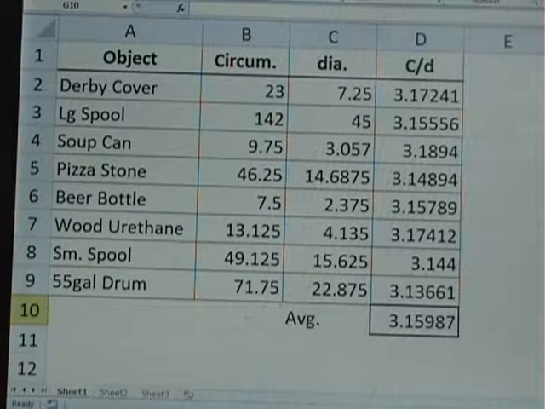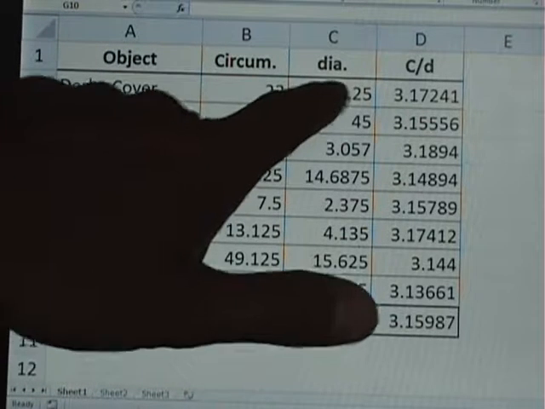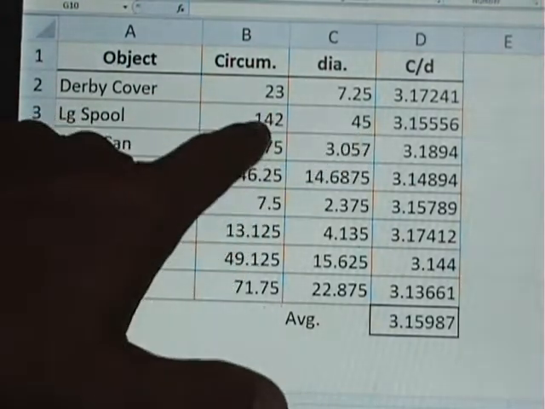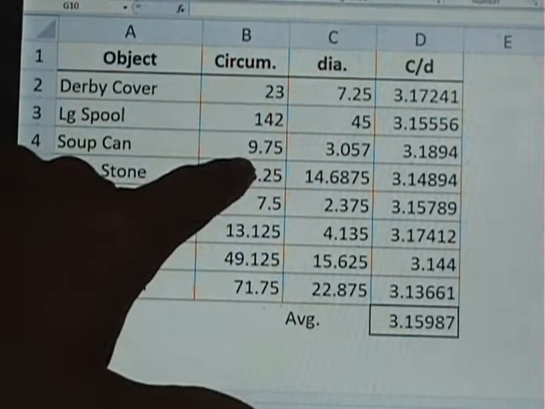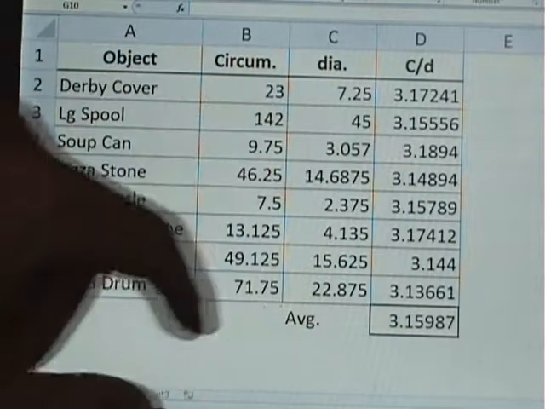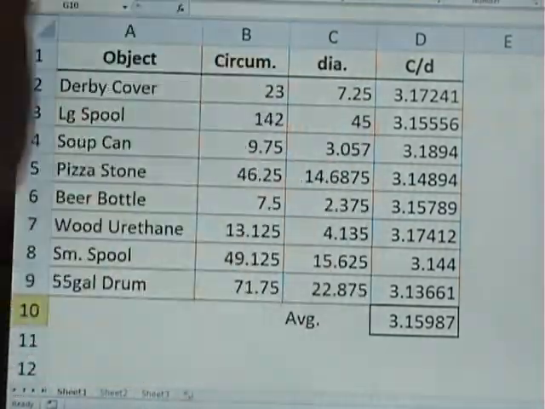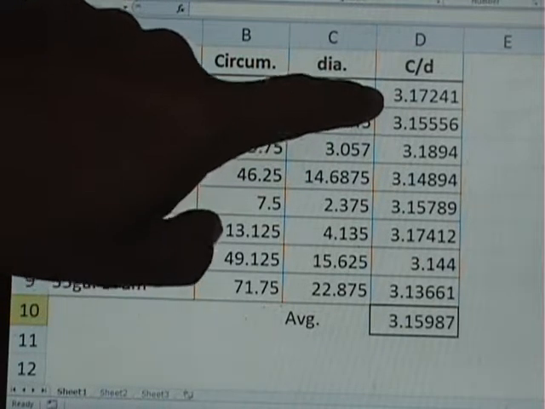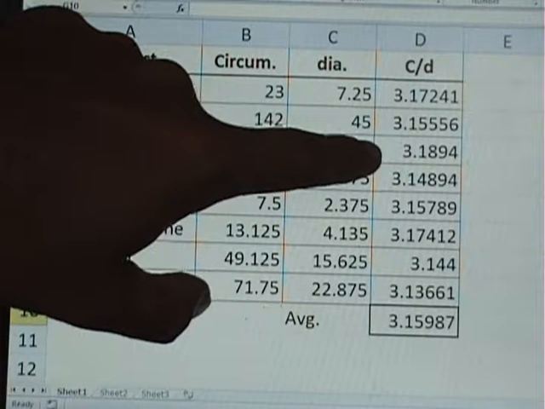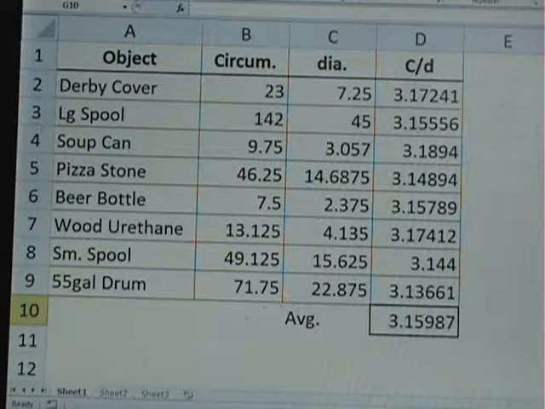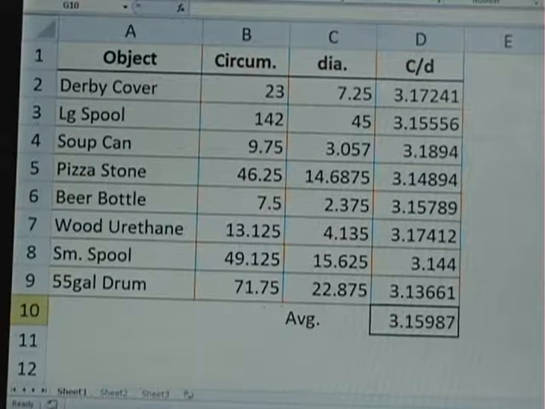Looking at that, it's hard to see a relationship automatically. All of these seem to be about a third of the circumference. If you look at the diameters, multiplying them by 3 roughly gives you the value over here. So in the column we just take the circumference divided by the diameter. In Excel, of course, you can just enter the formula once and drag it. And we get all these values of 3.17, 3.15, 3.189, 3.1489, 3.15789, etc.